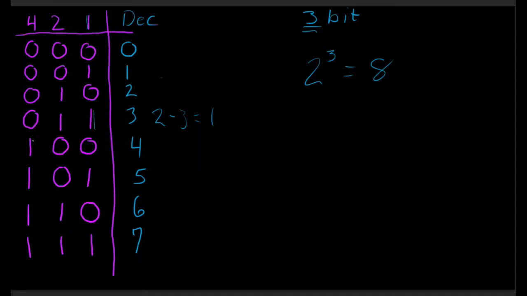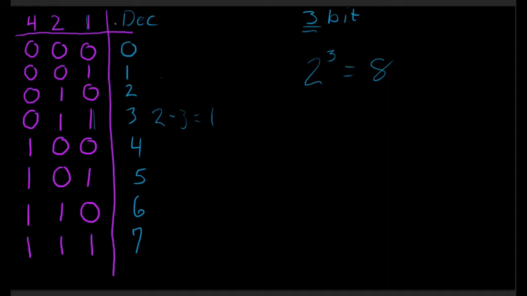4, we have a value of 4. 5 is a 4 and then a value of 1. 6 would be a value of 4 and a value of 2. And 7 would be a value of 4 plus 2 plus 1. So we have 1, 2, 4, and so on. So that gives us our 8 digits.